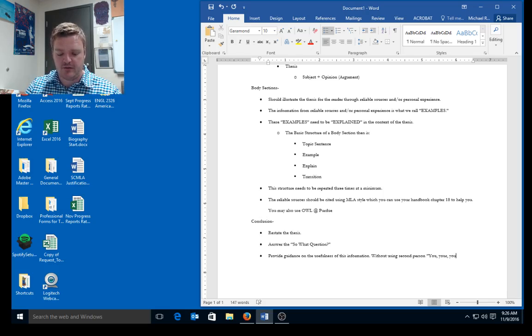Some of you are still using it. It's common at the end of the semester that some students will still use it because they don't revise. You need to revise all uses of you, your, and you are out of your papers. It's something that's pretty important for the style and tone of the paper. So that's the conclusion. The conclusion is fairly simple.